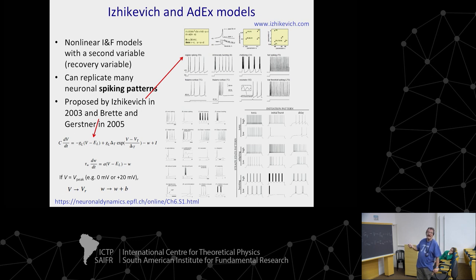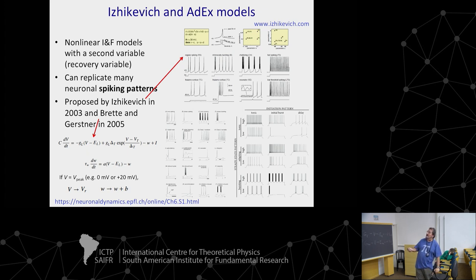So he used a quadratic leaky integrate-and-fire plus an adaptation variable with four parameters. And by adjusting the four parameters, he was able to show that you could reproduce all kinds, or a lot of possible kinds, of firing patterns that neurons have, just by adjusting four parameters. So it's a very inexpensive model that can reproduce the spiking behavior of most cortical cells.